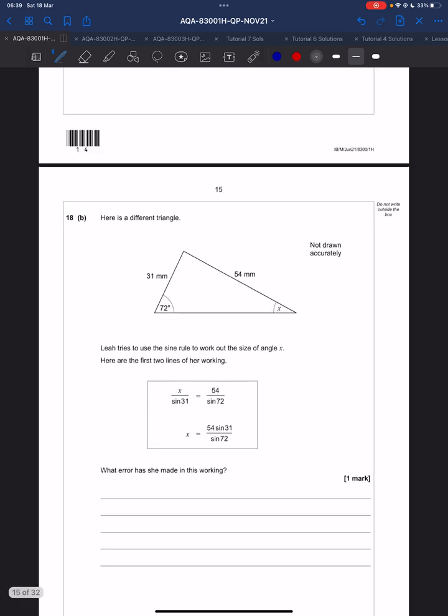Here's a different triangle. 31, 54, 72 degrees, x degrees. Leah tries to use the sine rule to work out the size of angle x. Here's the first 2 lines of her working. So she's got x over sine 31 is 54 over sine 32. X is 54. So what she's done, this function has to be applied to an angle, and she's applied it to the length of the side.